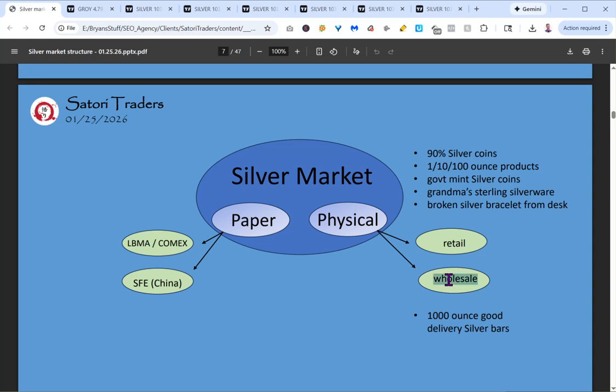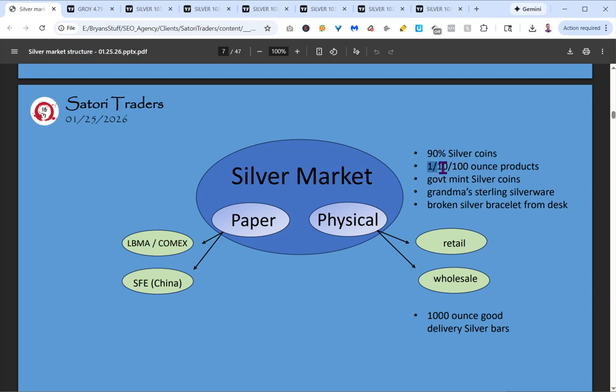But at the wholesale market, and maybe it's more appropriate to refer to this as the institutional market, whatever, it's 1,000 ounce good delivery bars. I'm equating the wholesale level with the products that these people care about. There's only one product, and that's 1,000 ounce good delivery silver bars. That ain't what we're getting up here, folks.